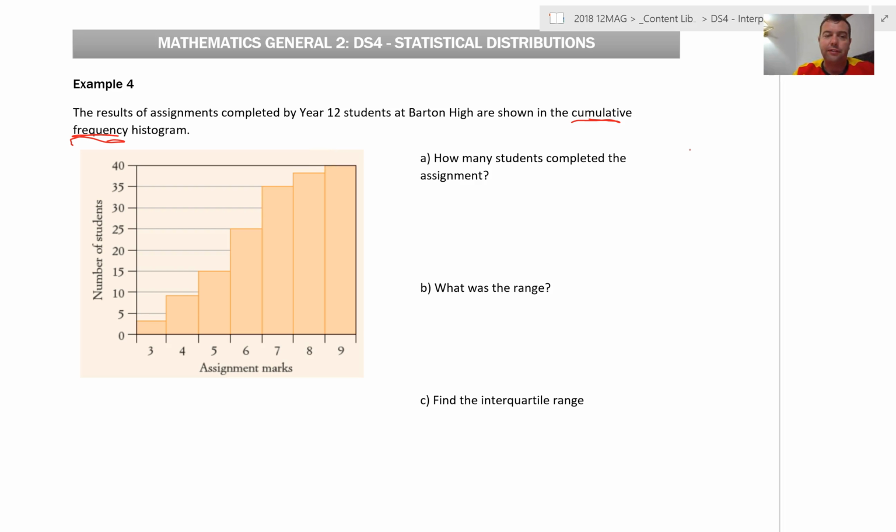Anyway, how many students completed the assignment? There were 40 people altogether. Okay, that's the top. What is the range? 9 minus 3 equals 6. The interquartile range. Now, we're going to split this into groups of 10.